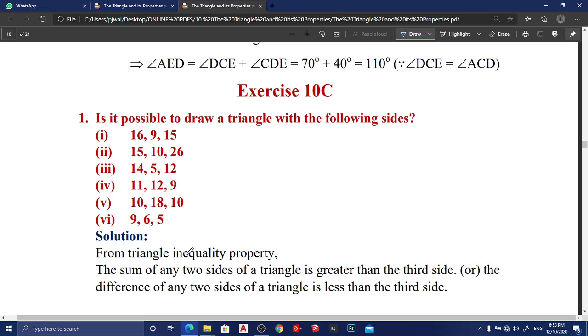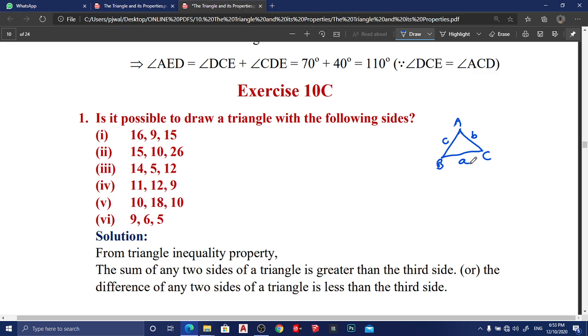To solve this, we have to use the triangle inequality property. What is that property? Once you recollect this: the sum of any two sides of a triangle is greater than the third side, or the difference of any two sides of a triangle is less than the third side. If we take any triangle, for example ABC, this will become side a, this side b, and this side c. Small letters we have to take as a convention, as I told you in the previous class.